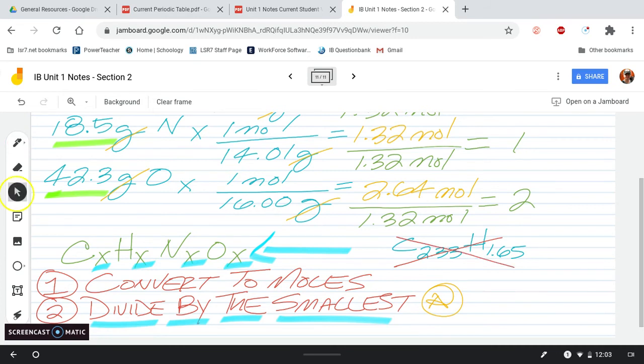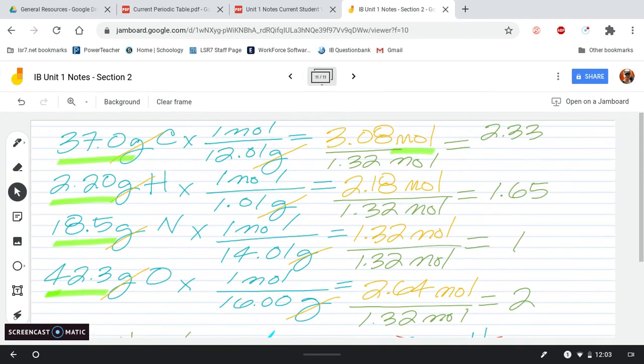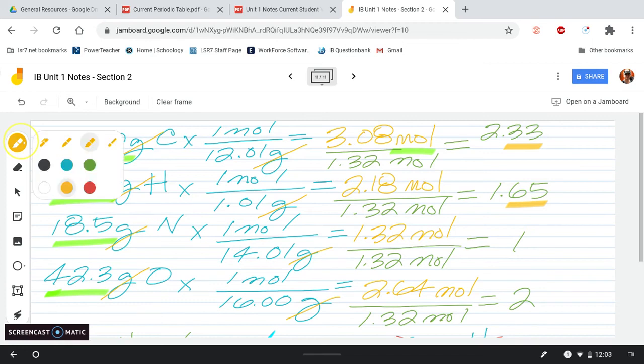Now, you could round, but here's the problem with rounding. These values, that's too much to round. Now, if it was like a tenth or less, you could round it, but that's too big to round. So if it's over a tenth, you've got to find what we're going to call a multiplier. And you're going to multiply them all by a number that gets them to a whole number.